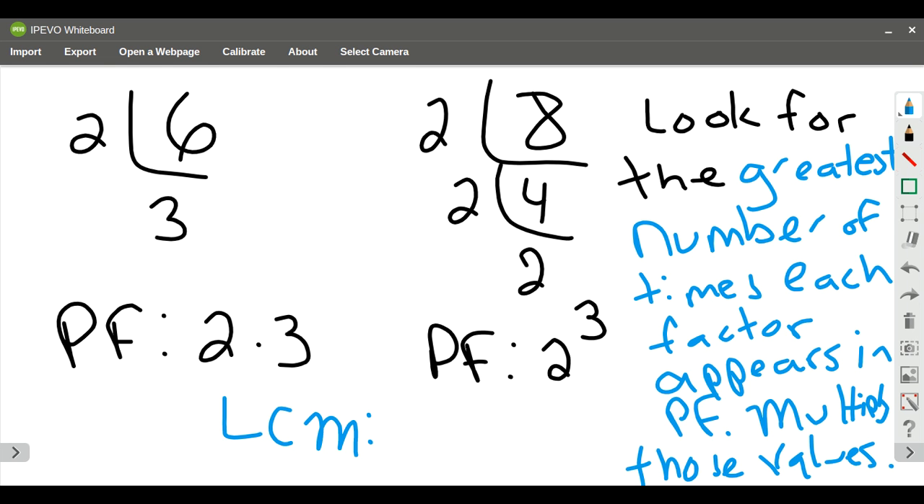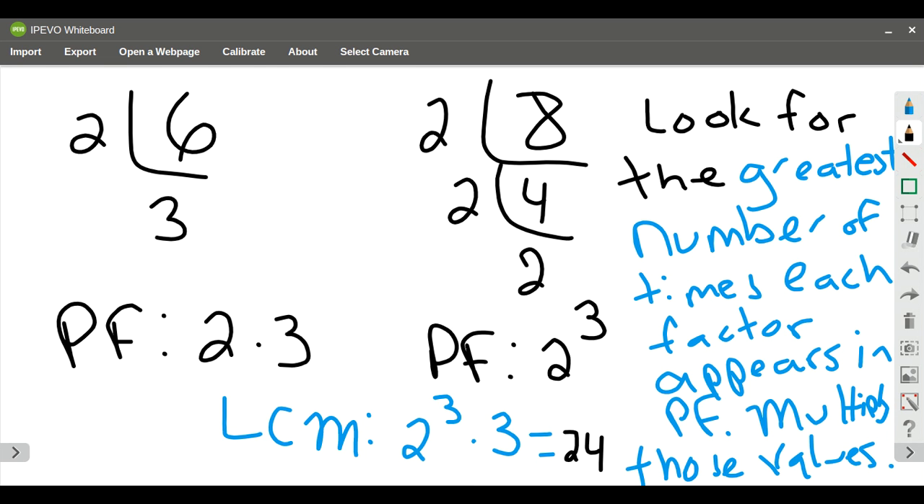So when I look for the values that appear the greatest number of times, well, here I have one 2. Here I have three 2's. So I'm going to do 2 to the third power, because that is the greatest number of times that 2 appears. And then over what I have left, well, 3 appears 1 time. That's the greatest number of 3's that appears. So my LCM is going to be 2 to the third power times 3. So 2 to the third power is going to be 8, and then 8 times 3 is going to be 24.